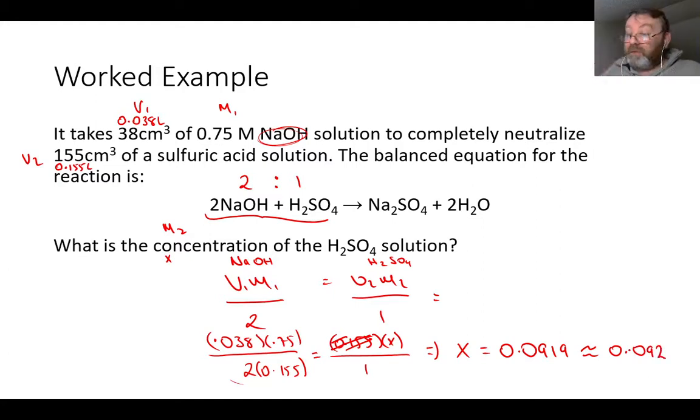And what are they asking me about? Concentration. So big capital M after that. Or if you want to, 0.092 moles per litre. Totally up to yourself. And that's the concentration of H2SO4.